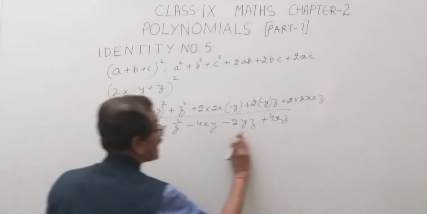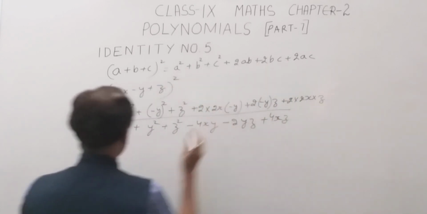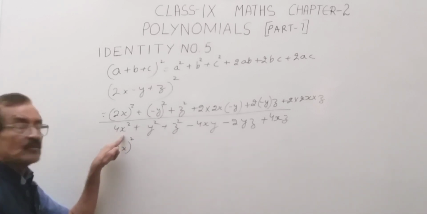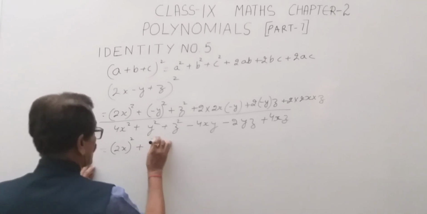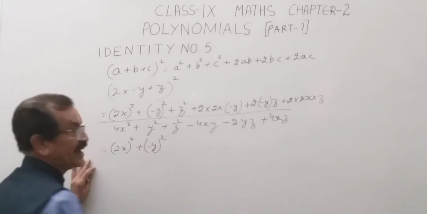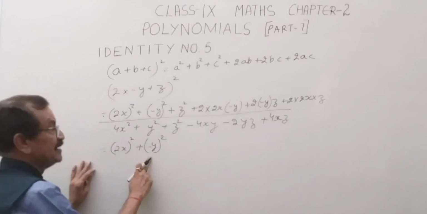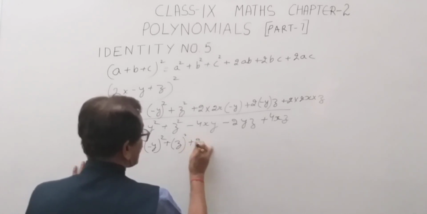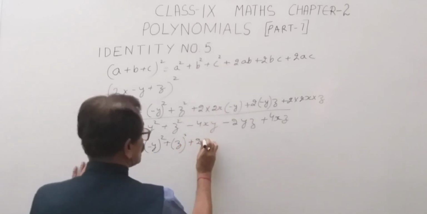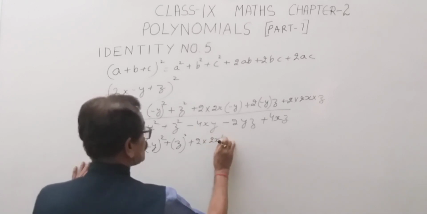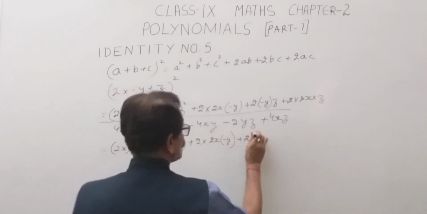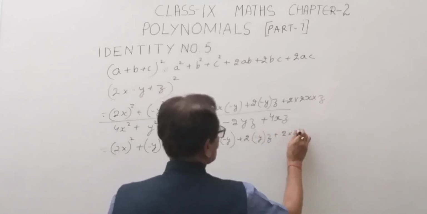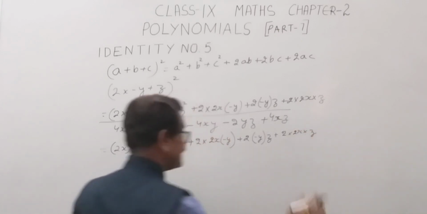So, first of all, let me write this in this form, that is (2x) whole square, because (2x) whole square is 4x square, plus y square. I will write minus y square because my negative term is y, that is the second term, and then z square, plus, because the identity says positive 2 into a into b plus 2 into b into c plus 2 into a into c. Let's check.